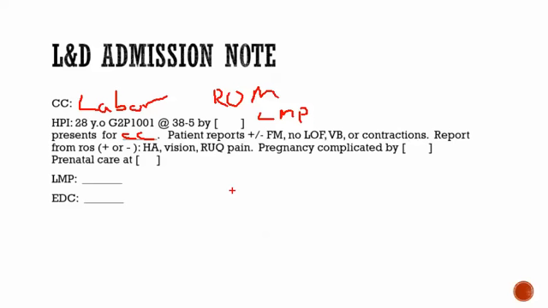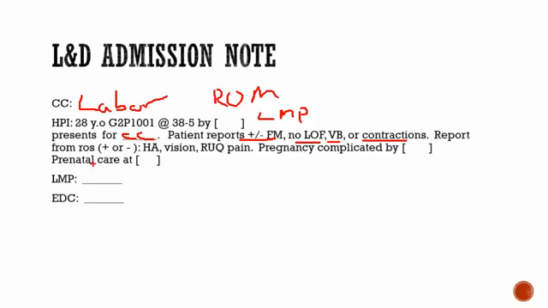So plus or minus fetal movements, question 1. Question 2, loss of fluid, have the membranes ruptured or not. Question 3, vaginal bleeding, and question 4, contractions. So just plus or minus all those things every time. Fetal movements, loss of fluids, vaginal bleeding, contractions.